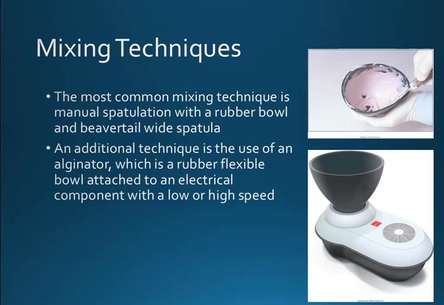Now, another technique that is used, and more of an automated technique, is using an alginator. This uses the same type of bowl. It's attached to an electrical component that has low or high speeds to it. So there the bowl will automatically spin in a clockwise direction, and all you'll have to do is use your spatula to spread it against the sides of the bowl.